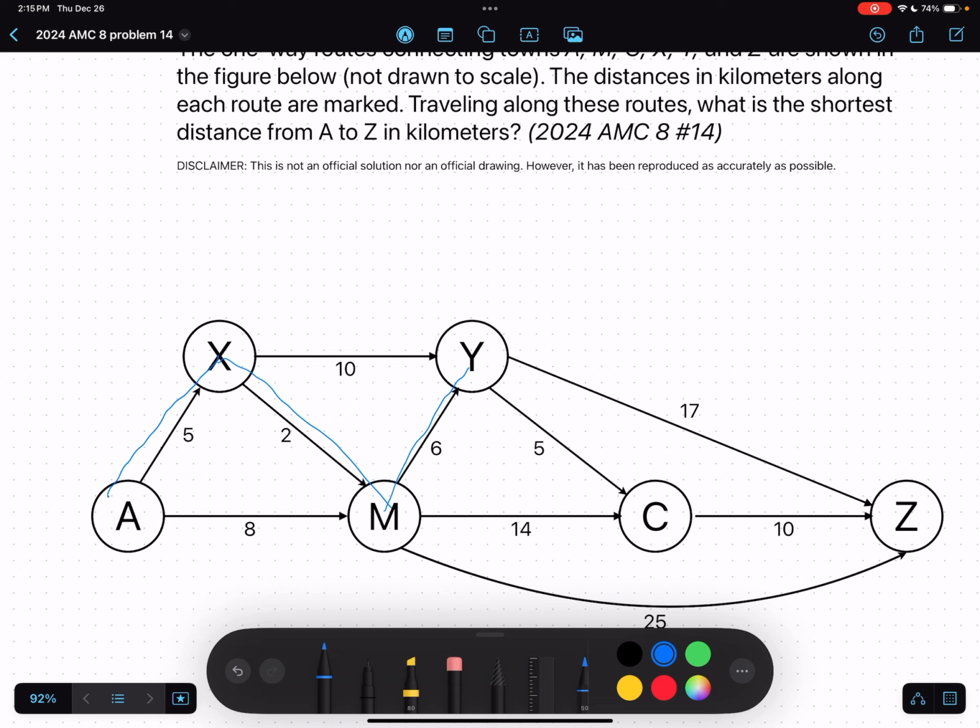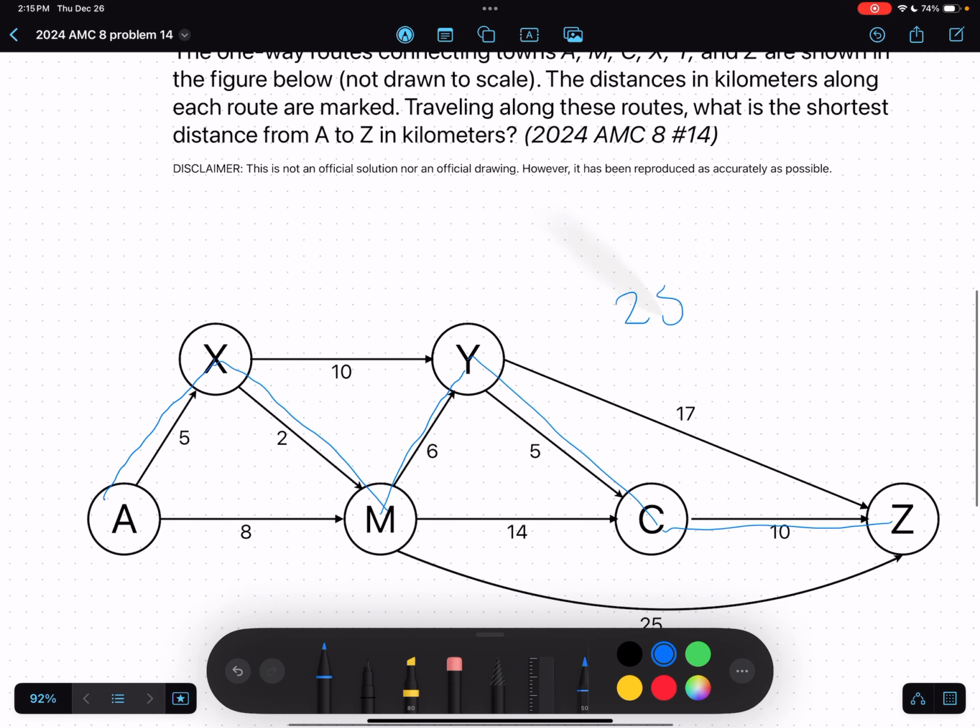If you went from A to C, that would be 22. If you went from A to X to M to Y to Z, that's going to be 7, 12, that's going to be 18 along this path, compared to the 22 along this longer path. From here, there's only one way to get to Z, and that's along this 10 path over here. That's obviously going to be the shortest solution. If you really want to make sure, you can add up all the numbers: 5 plus 2 plus 6 plus 5 plus 10, that's going to be 28.